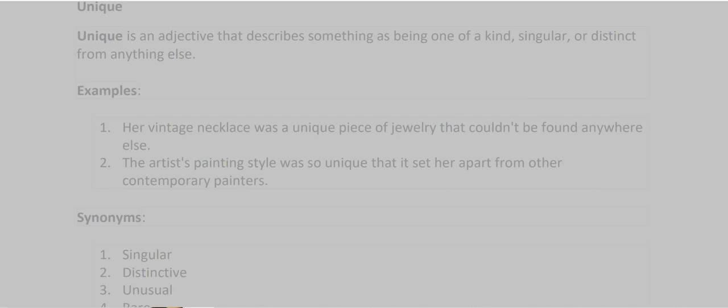Unique. Unique is an adjective that describes something as being one of a kind, singular, or distinct from anything else. Examples. 1. Her vintage necklace was a unique piece of jewelry that couldn't be found anywhere else. 2. The artist's painting style was so unique that it set her apart from other contemporary painters.